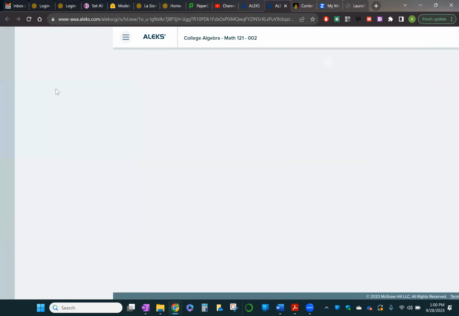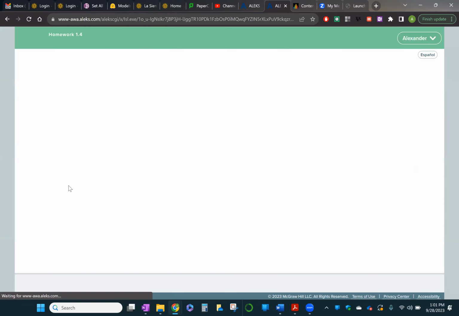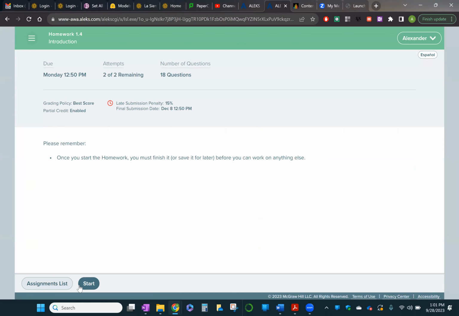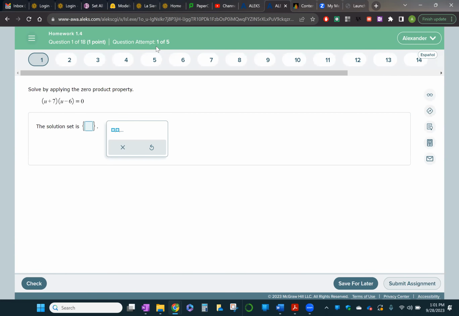So let's go through the assignment where it's easy to see I'm getting it wrong. 1.4, I'm going to start. Okay, at the top it says I'm at attempt 1 of 5, right? Can you memorize these numbers? U plus 7 times U minus 6. Do you have those memorized?